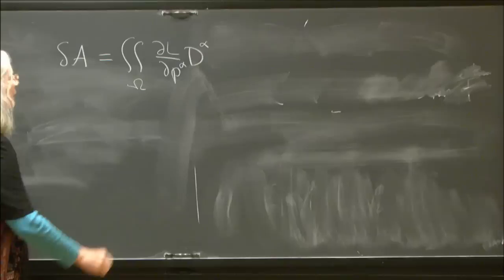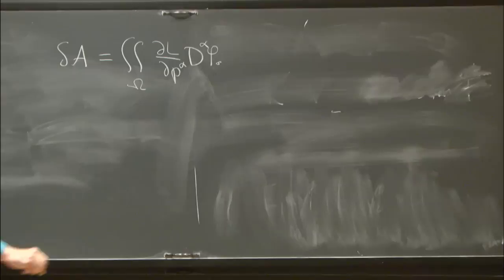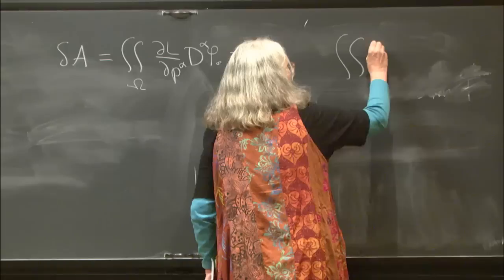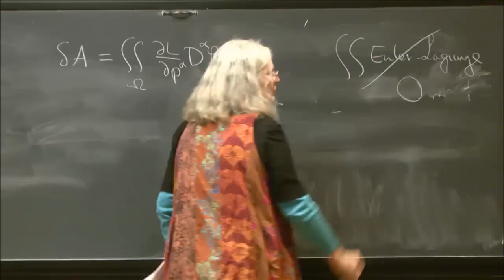Of phi sigma. And right, there's no phi alpha in this. I see what happened. And now we remember that we had two terms here. We got a term that satisfied the Euler-Lagrange equation, and of course, we're on a solution, so the Euler-Lagrange equation is zero.